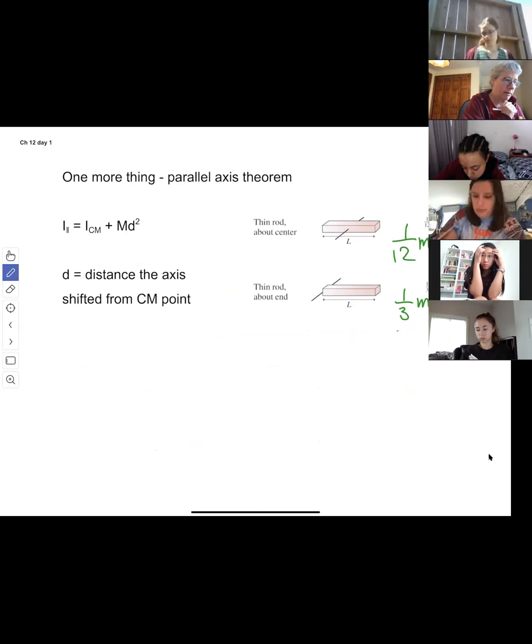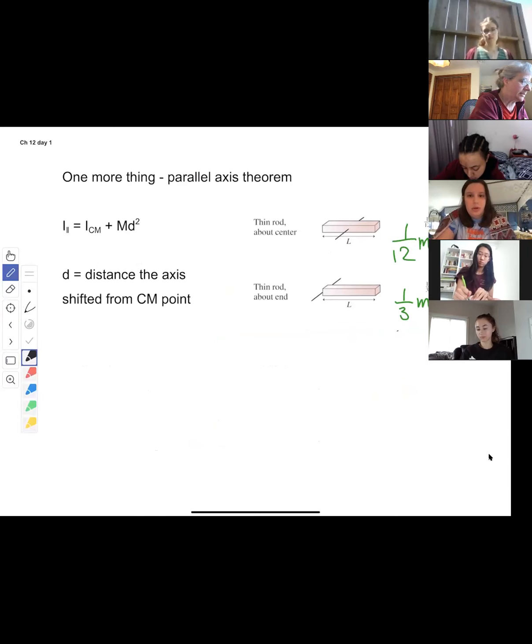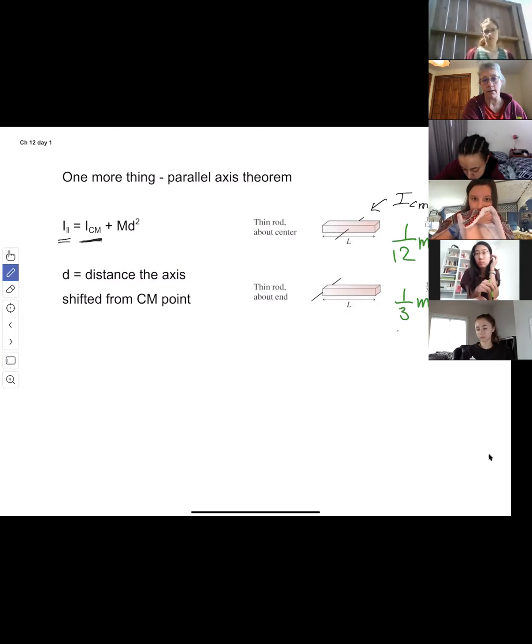So there's one more thing called the parallel axis theorem. And that says if you know the moment of inertia of an object on an axis that goes through the center of mass, and for example here, this rod, if it's uniform, has its center of mass in the center, so this would be an example of the moment of inertia through an axis that goes through the center of mass. And if I want to find the moment of inertia for a different axis that happens to be parallel to the previous one, then all I have to do is add m d squared, where d is the distance that the axis has shifted.